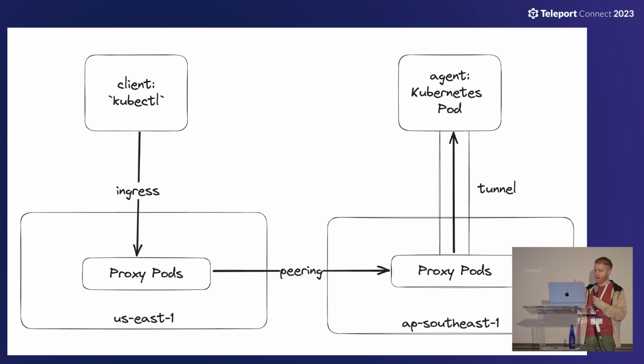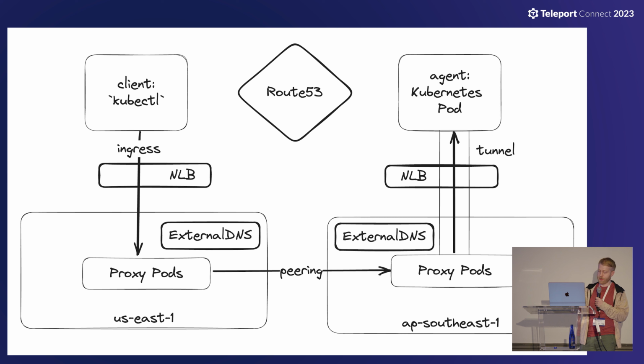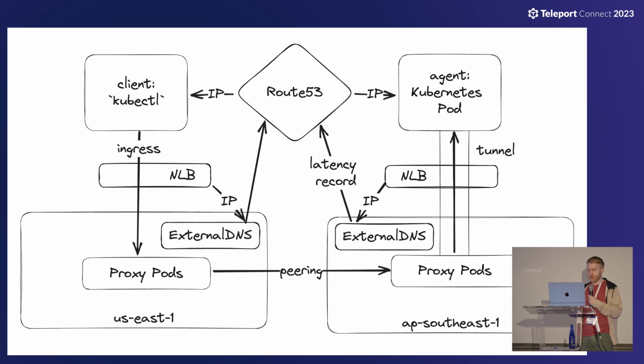So if I take out the auth piece of this and we just focus on that ingress piece, what our ingress stack looks like is, like I described before, you have external DNS running in each of the clusters. You have NLBs sitting as load balancers in front of the proxies in each of the regions, and then external DNS gets the NLB IPs, creates latency records for them, and then Route 53 serves the IP address of the closest regional NLB, depending on where you're connecting from.